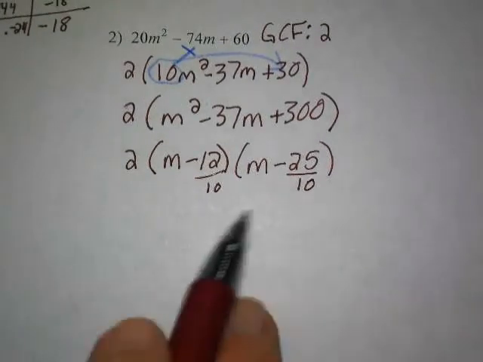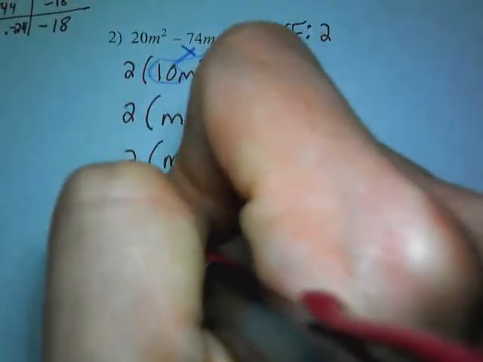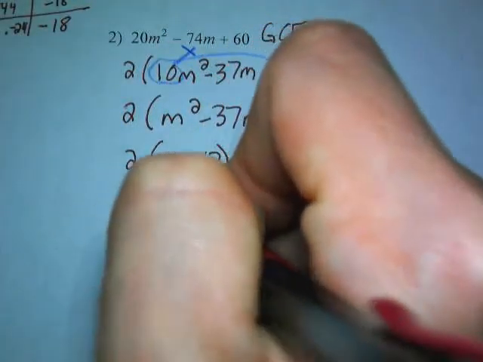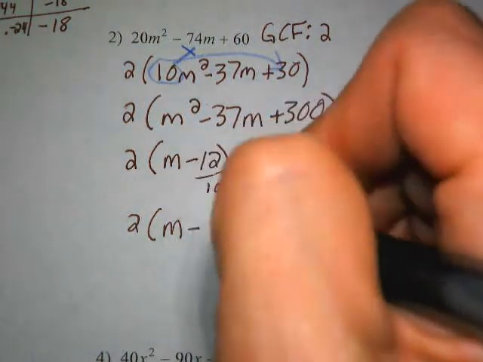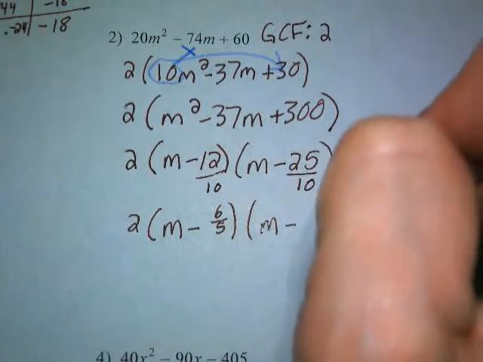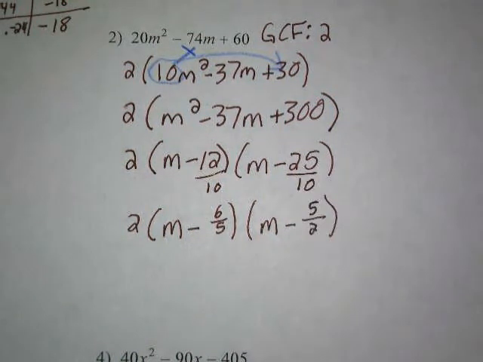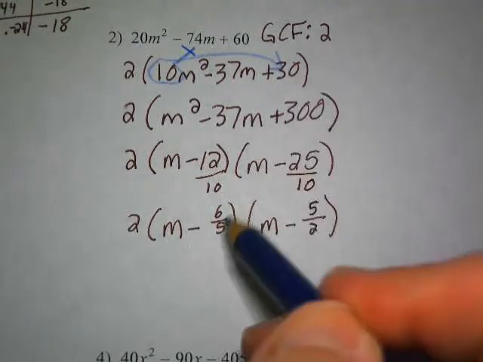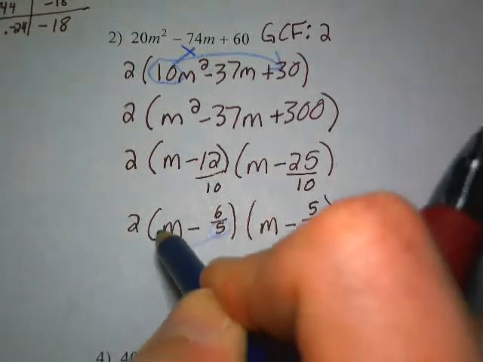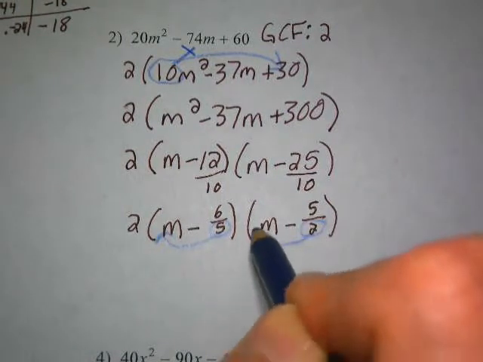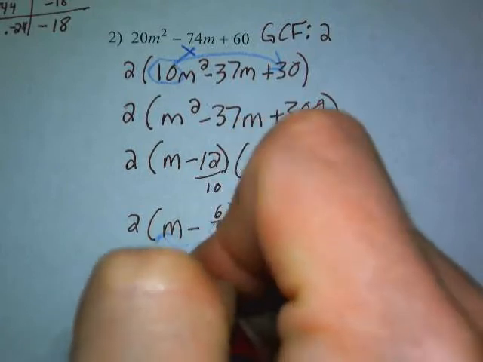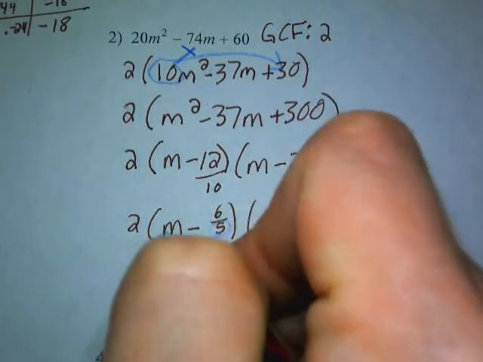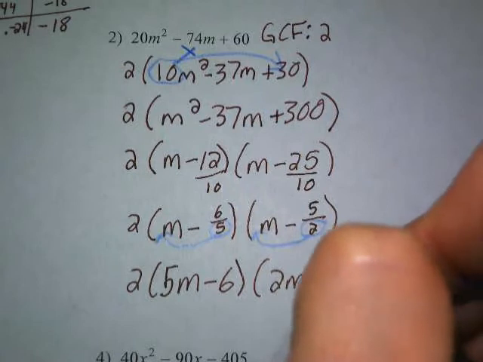Left with fractions, but we need to simplify, which gives me 2 times m minus 6 over 5 after we divide by 2, and m minus 5 over 2. Here I divided both by 5 to reduce. And scooch our denominators in front of our variables. So 2 times 5m minus 6 times 2m minus 5.